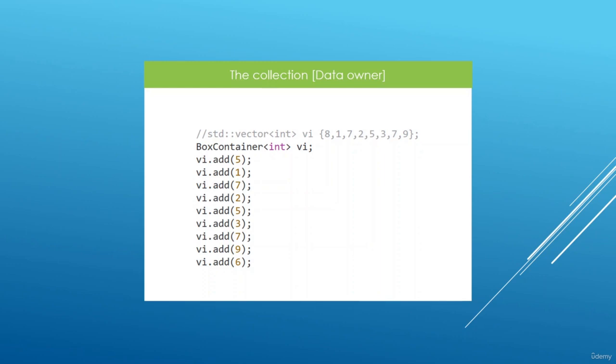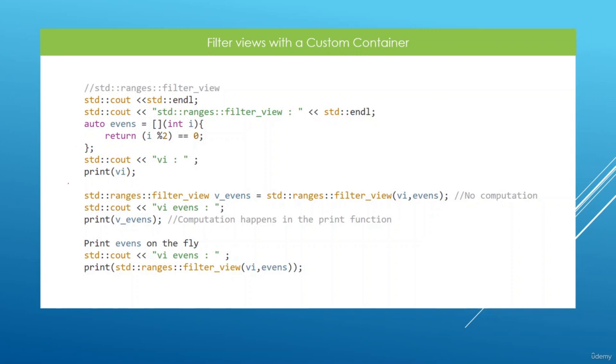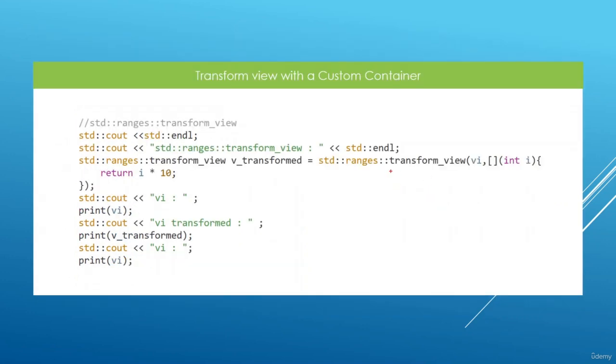So you can set up your box container like this and use it as an input view. For example, here we have a predicate to filter out even numbers. We can filter events and we can print them out. We're going to see our output here. We can use a transform view just like we see here. And after we transform, we're going to be multiplying each element by 10. And if we print out our transformed view, we're going to see the new data.